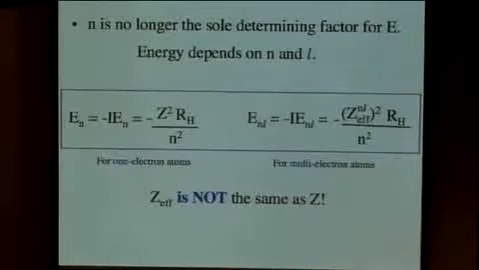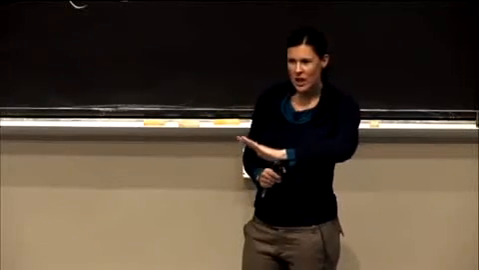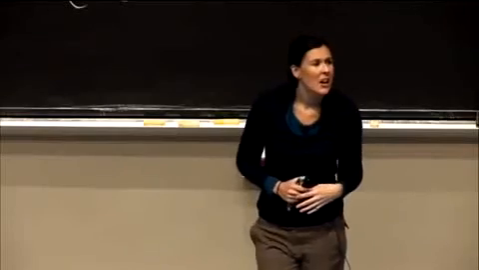So the main idea here is Z effective is not Z. Don't try to plug one in for the other. They're absolutely different quantities in any case when we're not talking about a one-electron atom. And the point that I also want to make is the way that they differ. Z effective actually differs from the total charge in the nucleus due to an idea called shielding.